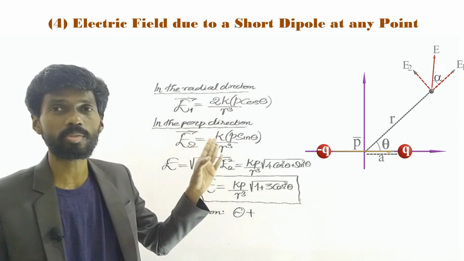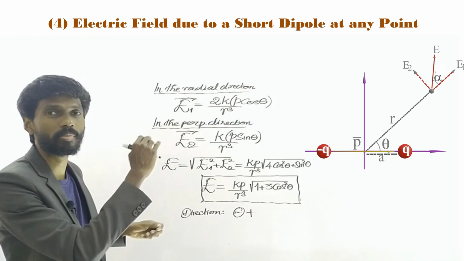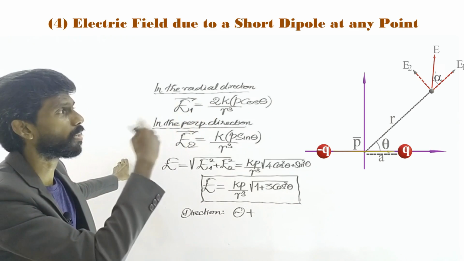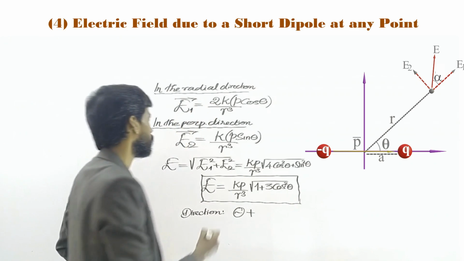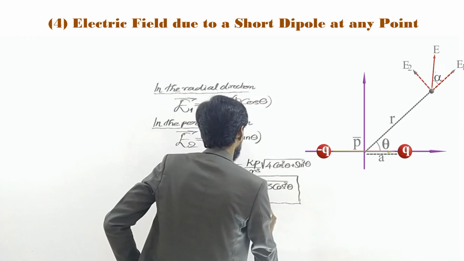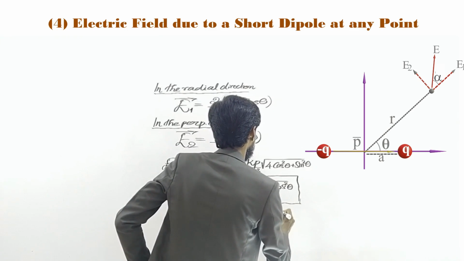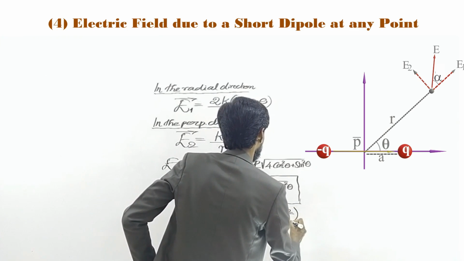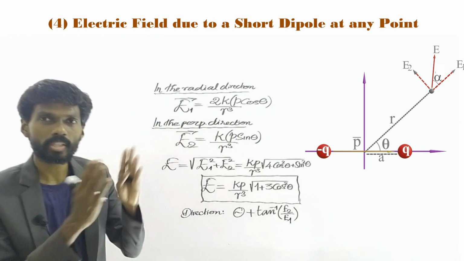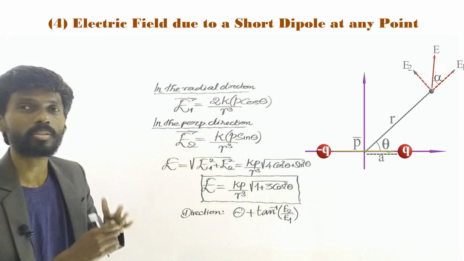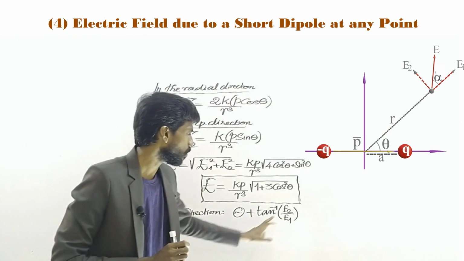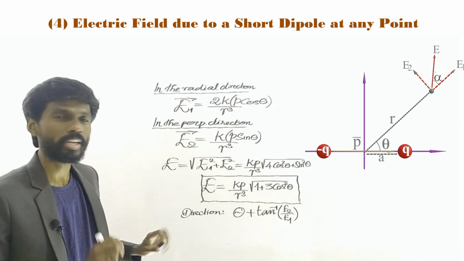But that angle alpha we can easily find. The horizontal component is E1, and the vertical component is E2. So this is theta plus tan inverse of E2 divided by E1. Correct or not? Two components, vertical and horizontal: tan of the angle is equal to the vertical component divided by the horizontal component. So tan inverse of E2 divided by E1. Done.